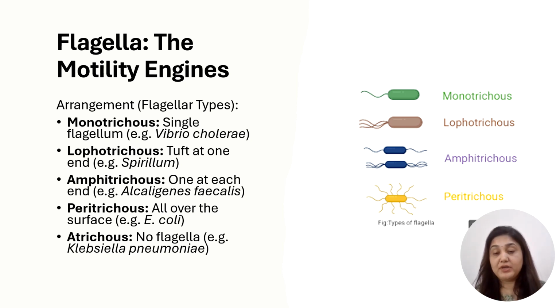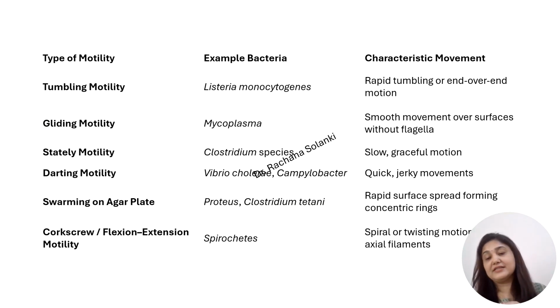Based on the arrangement of the flagella, they are divided into monotrichous, lophotrichous, amphitrichous, peritrichous, and atrichous. Mono means only one at one pole, an example is Vibrio cholerae. Lopho is a tuft, present in Spirillum. Amphi is at both ends, one on this side and one on that side, either a tuft or a single, as in Alcaligenes faecalis. Peritrichous is all over, and atrichous is without flagella, as in Klebsiella pneumoniae.